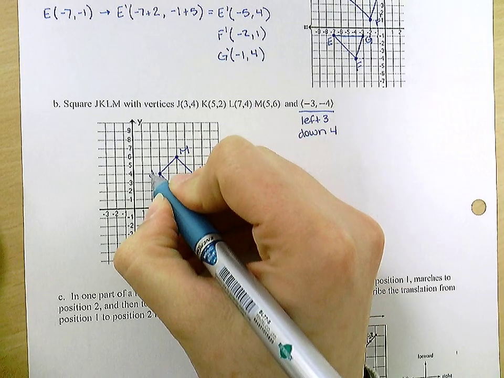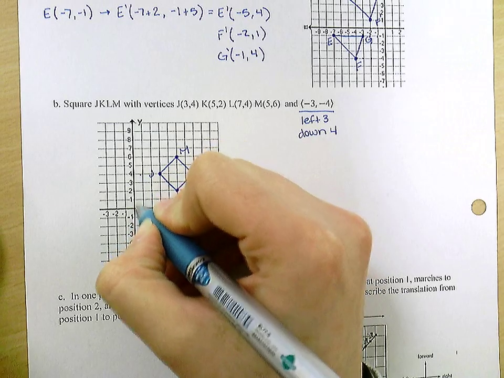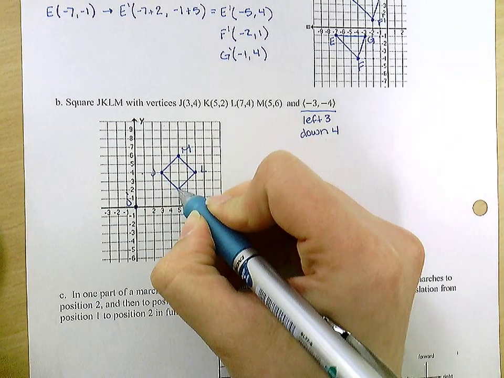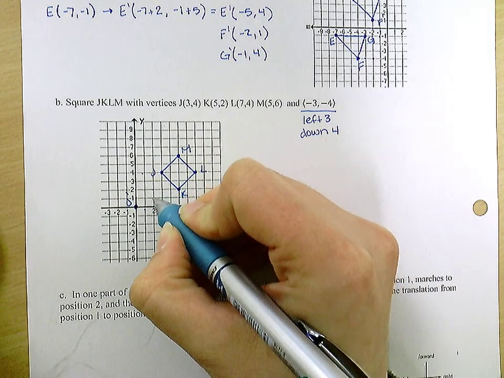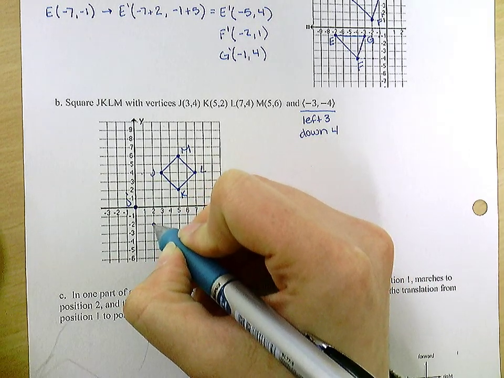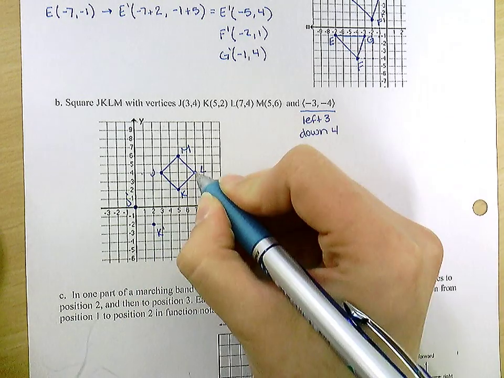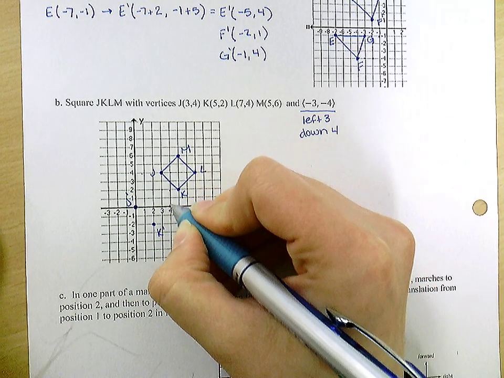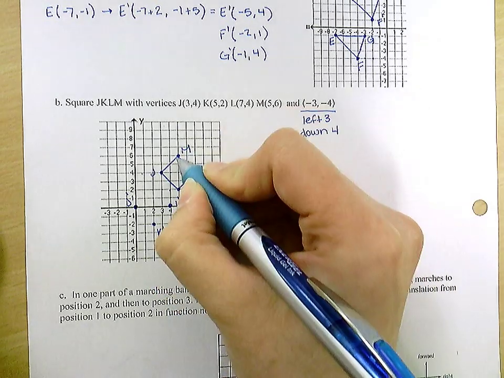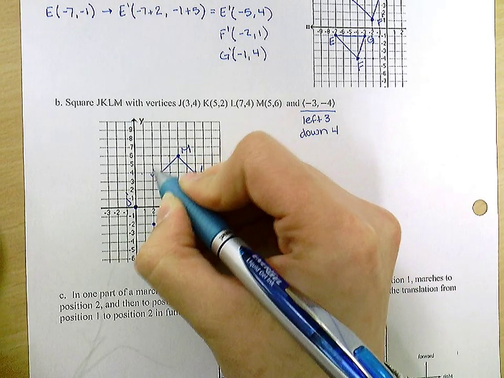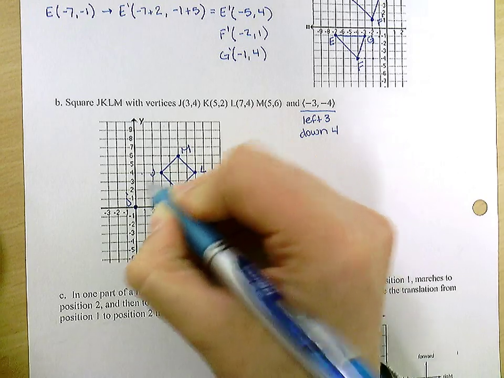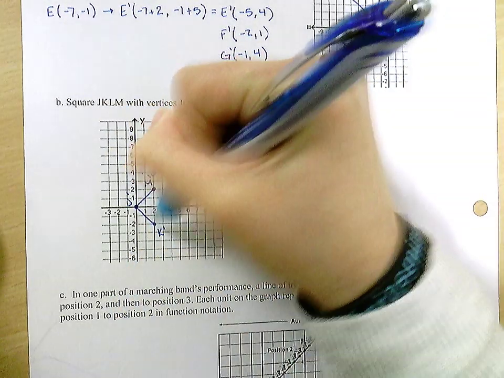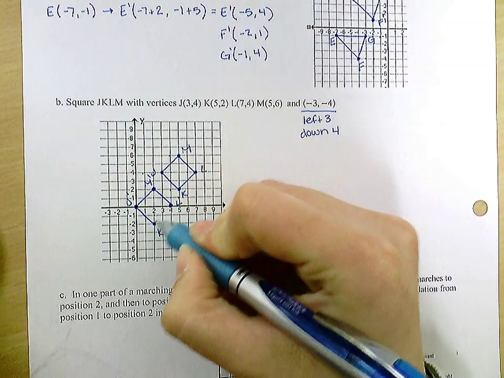So for J, left 3, down 4. Plot my point. That's J prime. Okay, left 3, down 4. Plot my point. Left 3, down 4. That is L prime, and then M. Here. Okay, so there's my image.